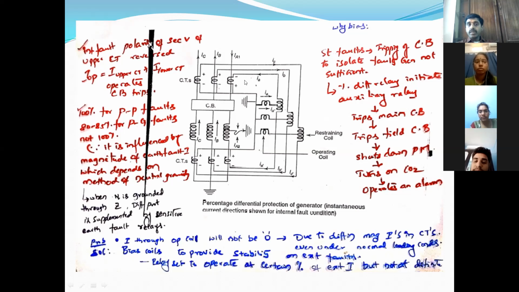So the only difference you can find is where the fault occurs, the CT polarity is changed and the current flowing in the operating coil is not the same. That means they are not in the opposite direction. They are in the same direction. Therefore, relay will operate.